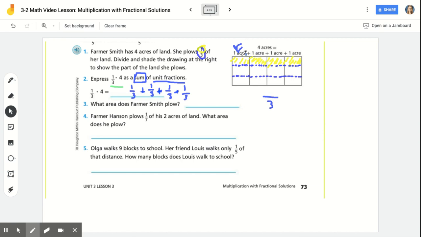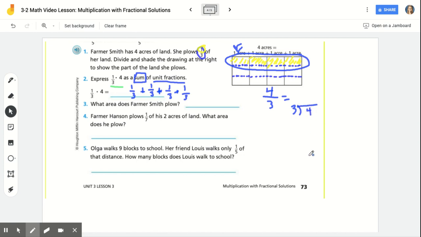Okay, and then this is where it gets a little tricky. Our numerator, the true definition of a numerator in this case for a diagram, is how much did we shade in all? We are looking at a total of 4 acres. How many thirds of 4 did we shade in? We shaded in 4 pieces. So according to this diagram, we shaded in 4 thirds of the diagram. And just like we were working with in unit 1, we are never going to leave fractions in improper form. We would never in real life say that Farmer Smith plowed 4 thirds of an acre. We would turn it into a mixed number. And remember, what operation do we use to do that?